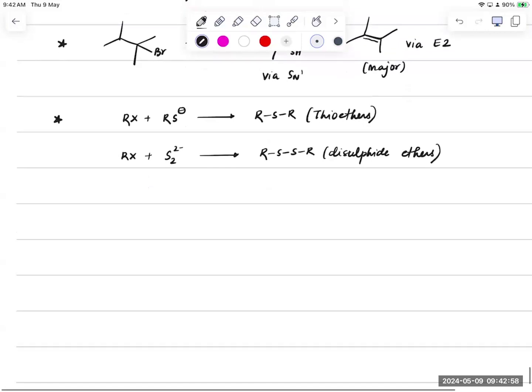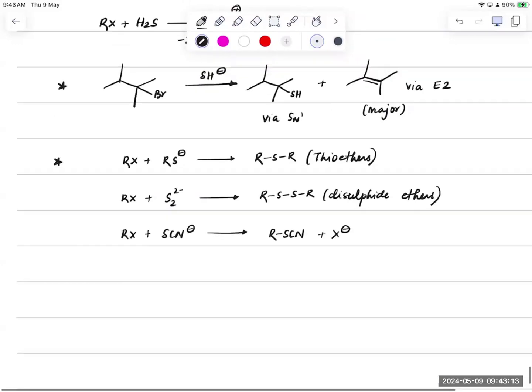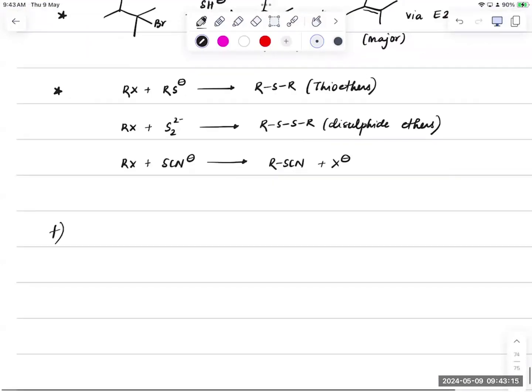Got it? The same logic can be applied even if you have SCN minus. If you have SCN minus, it will become RSCN plus X minus. The attack is from the sulfur end. Got it? This is all about sulfur compounds.